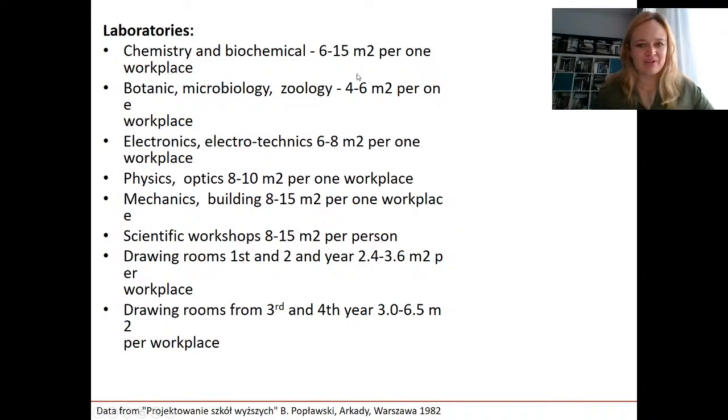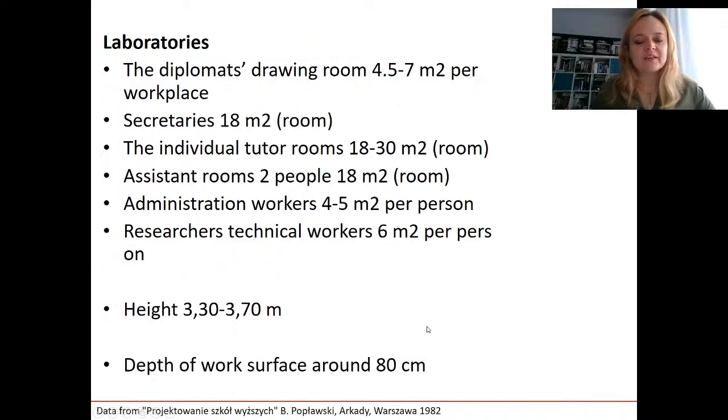Here you can see some exemplary dimensions of the labs. For chemistry and biochemical labs from 6 till 15 square meters, botanic and microbiology 6 per workplace, electrotechnics 6 till 8 per workplace, physics and optics 8 till 10 square meters per workplace. For mechanical, 8 till 15, for scientific. Drawing rooms for students: for the first and second year, 2.4 to 3.6 square meters per workplace. For third and fourth year, 3 to 6.5 per workplace, and for diploma drawing room 7 square meters per workplace. Check if you have that.